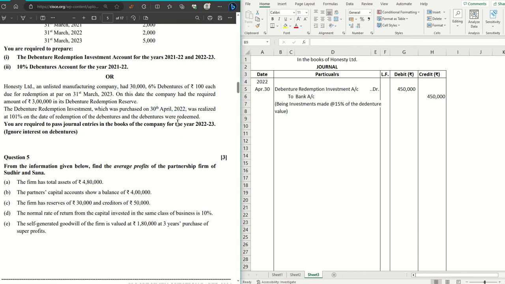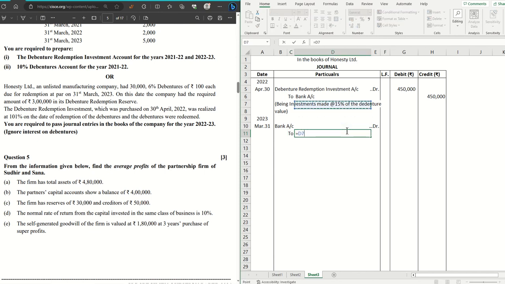From April 30, in that financial year, do we have any other transaction? If you see, no, there are none. Now we have to move to the end of the financial year, 2023, March 31. First, we will sell this investment off at a profit of 1%. So we'll get bank account debit to debenture redemption investment account, right? And we are making a profit as well. So that will be to statement of profit and loss account.